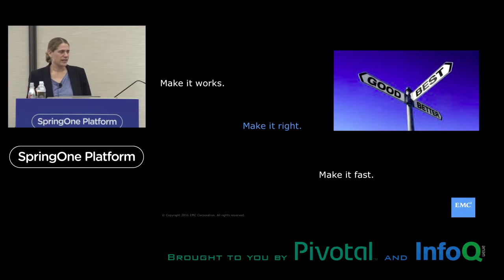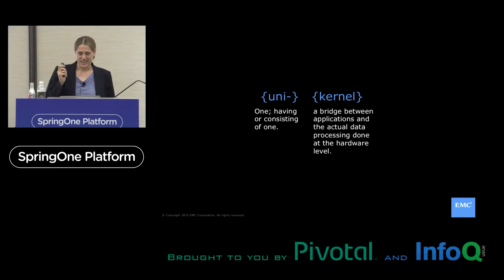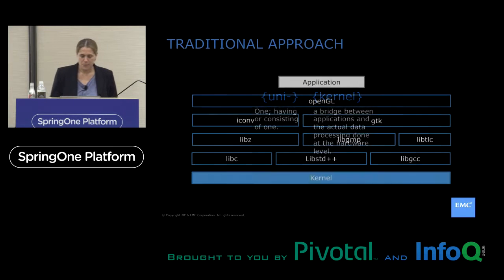So we made it work, right? It works, and it's running, and it's all good. But now I suggest that we make it right. And after that, hopefully, we can make it fast as well. And this is why we really, really like the Unikernel architecture.